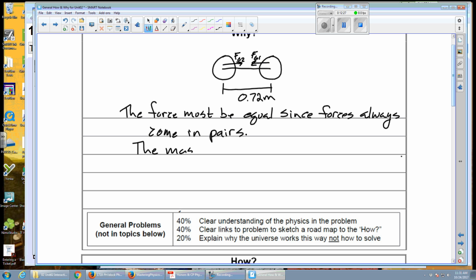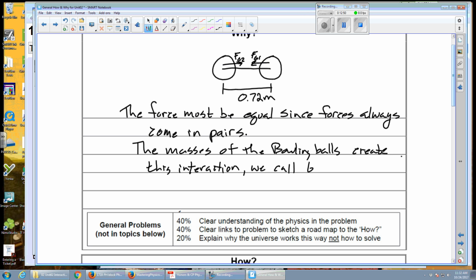The mass of the bowling balls must create this interaction. We call it the gravitational force. Anything else influence the gravitational force?